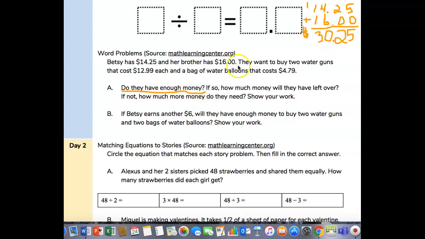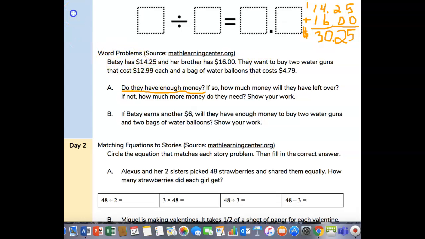Now we have to find out if they have enough money to buy 2 water guns and a bag of balloons. So just 1 bag of balloons. All right, so we have to add these two together, this twice, because they want 2 of these.